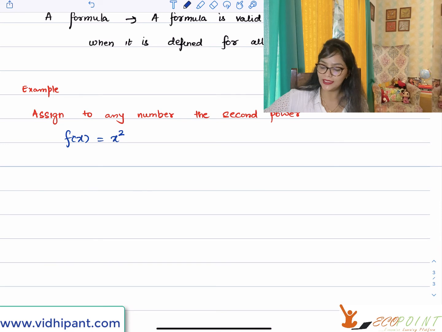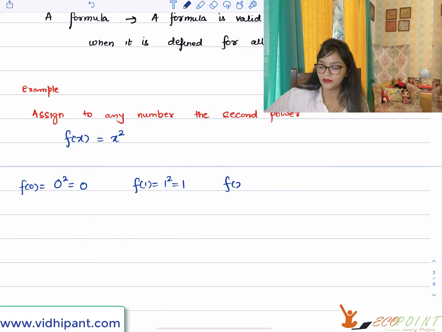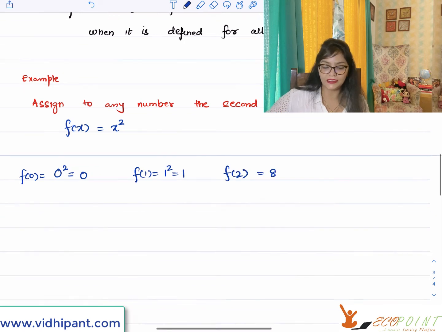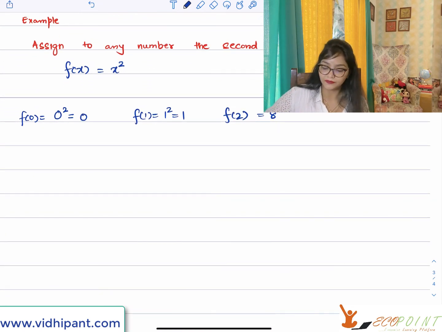And you can see that this should be valid for all inputs. So you can see that, okay, 0 square is 0. So that's fine. It's a real number that you get. That's f of 0. Similarly, f of 1 will be 1 square. So it's going to be 1. f of 2 will be 4, and so on and so forth.